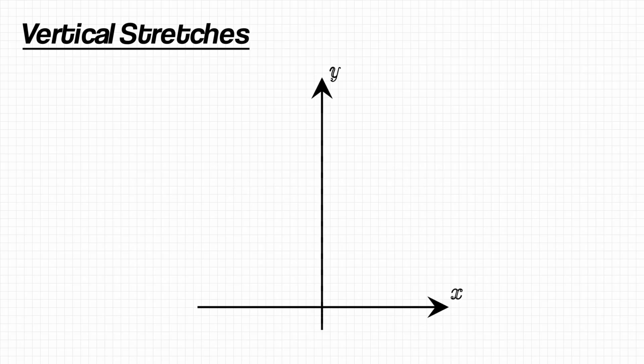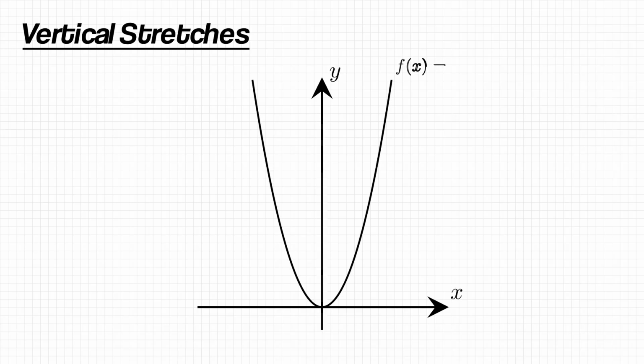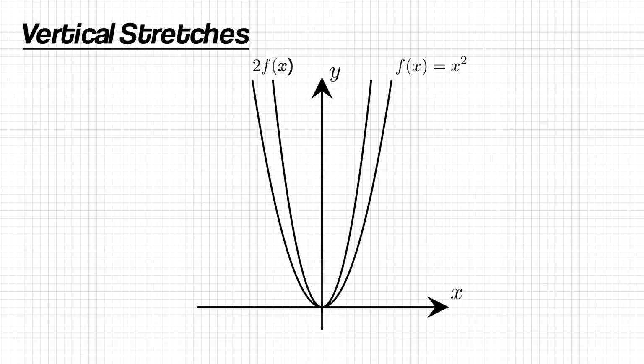Now let's take a look at how to transform a graph by stretching it vertically in the y-axis. We can stretch a graph vertically by taking all the outputs from the function and multiplying them by a constant. If we use the same function of f of x equals x squared again, the graph of 2 times f of x would be the same graph stretched by a scale factor 2 in the y-axis.